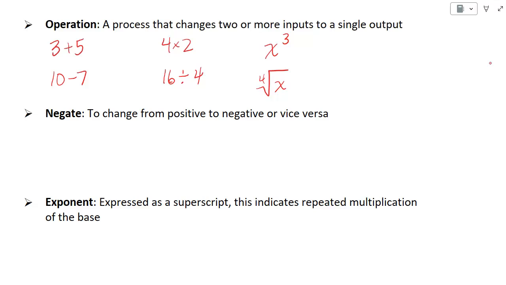To negate, this is a verb. It means to change from positive or negative, positive to negative, or vice versa. So we're just changing the sign. That's all it is. So if I move from a 4 to a negative 4, or I change a number from negative 5 to positive 5, I'm negating that term. Okay, this happens when you multiply or divide by a negative. We'll get into that more, but that's all that it means. Negate, change the sign. That's it. Positive to negative or negative to positive.